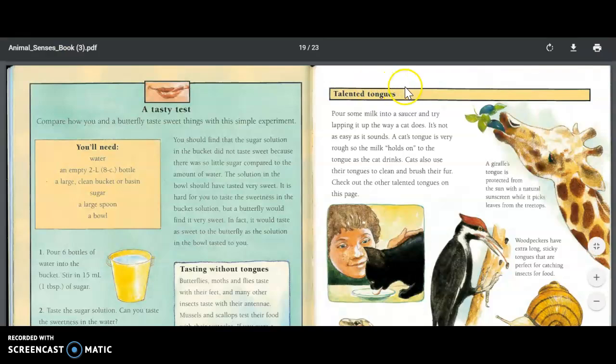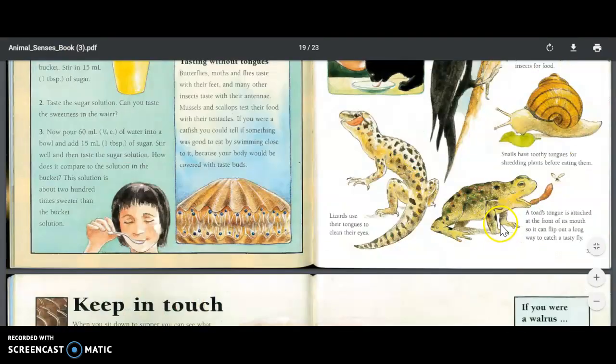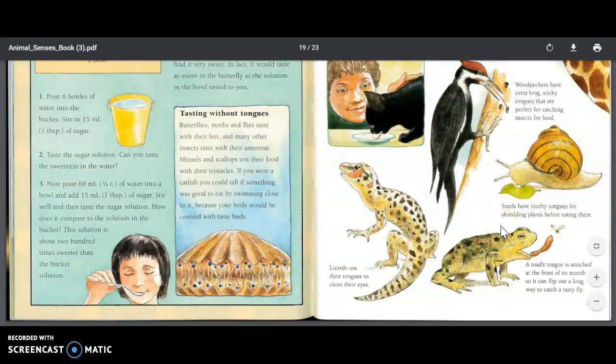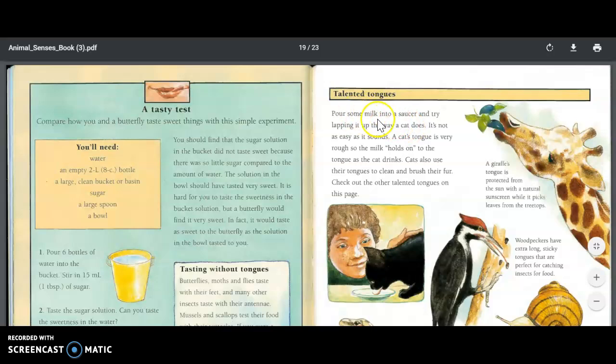So now we're up here, talented tongues. I see many different animals featured on this page. My inference would be that it's going to give us more information about how these animals use their sense of taste. Pour some milk into a saucer and try lapping it up the way a cat does. It's not as easy as it sounds. They're referring to this picture right here.